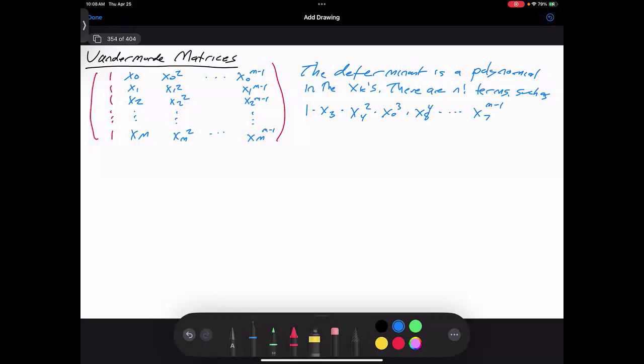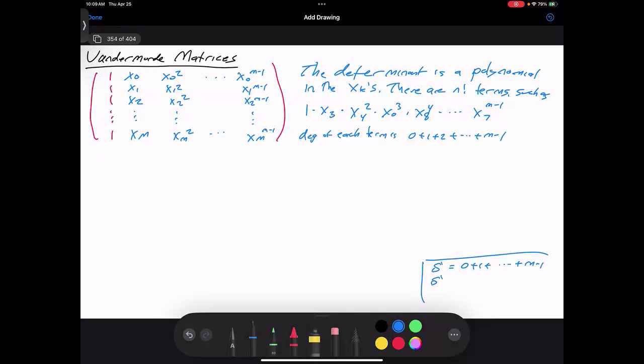What can you tell me about the degree? The degree of each term is going to be 0 plus 1 plus 2 plus dot dot dot plus m minus 1. Right? If I add up all the different powers, it's going to be a polynomial. What's the degree of the polynomial? It's the sum of the powers. Do you remember the formula for the sum of the first integers? Yes, and so here n is equal to m minus 1.